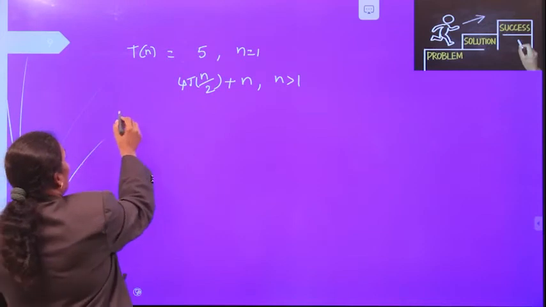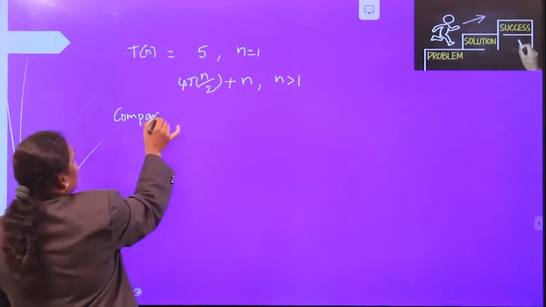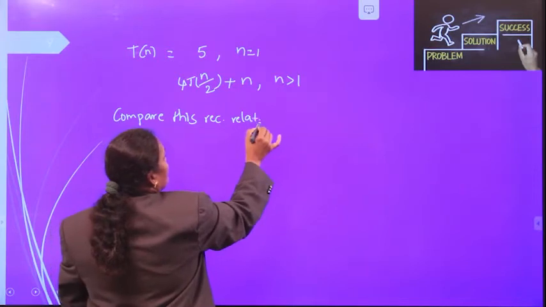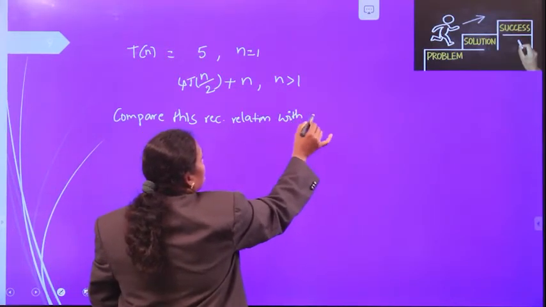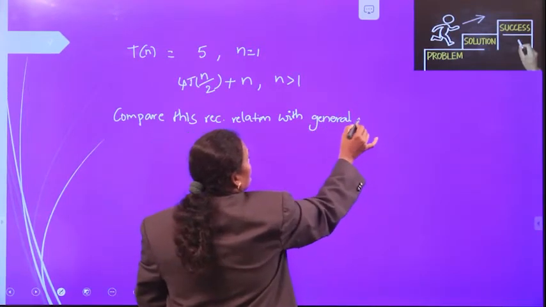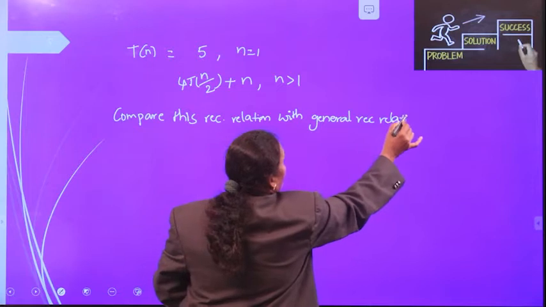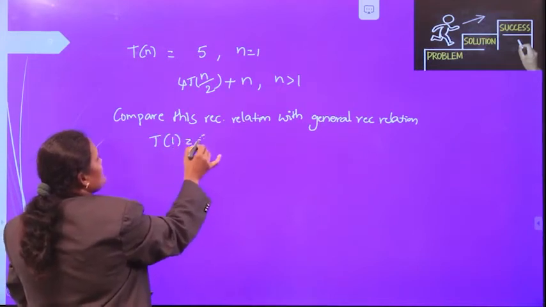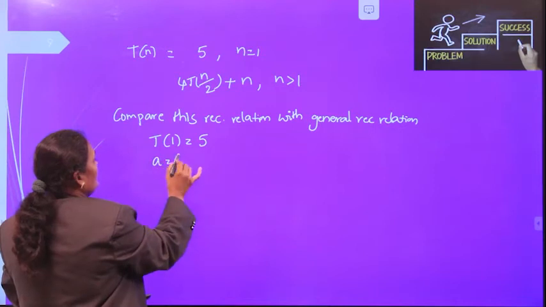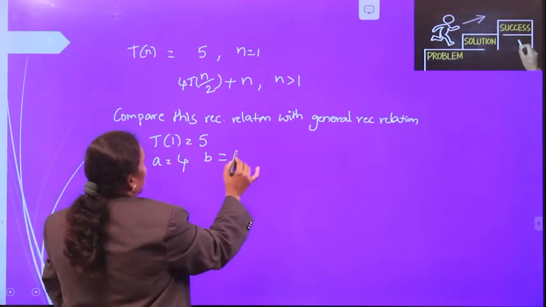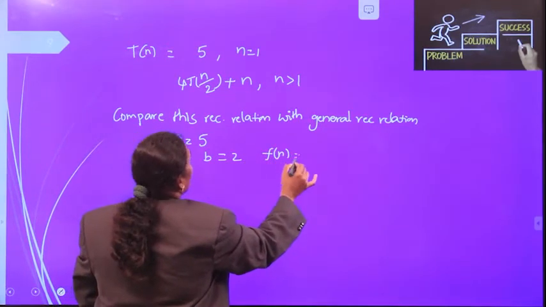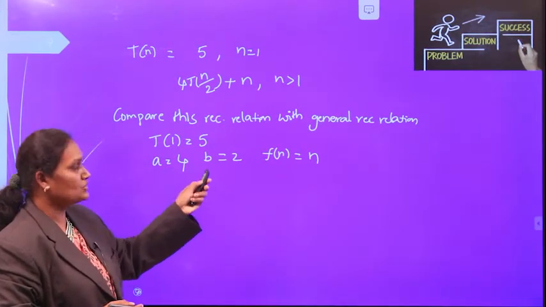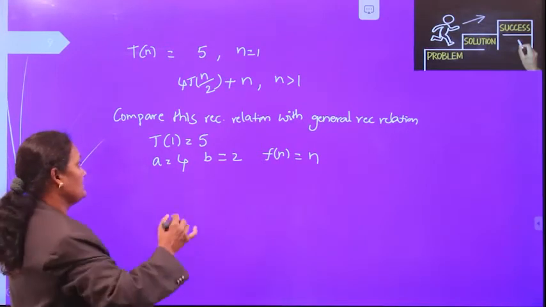Let us see here. First, compare this recurrence relation with the general recurrence relation. By comparing this relation with the general relation, we get T of 1 is equal to 5, a is equal to 4, b is equal to 2, and f of n is equal to n. Now, how to solve this recurrence relation?